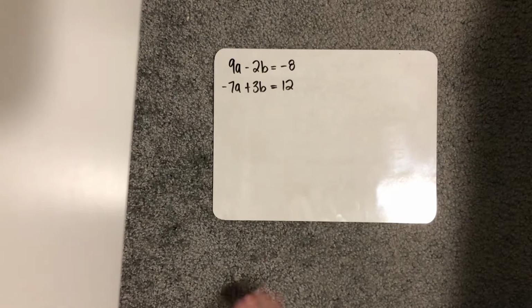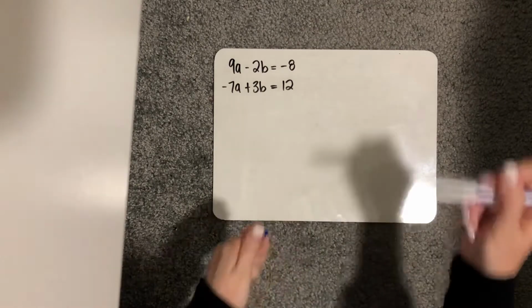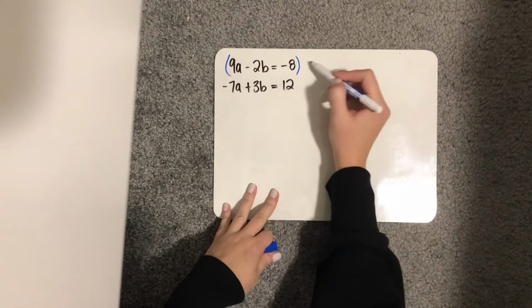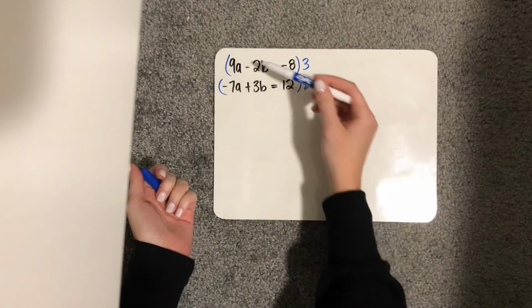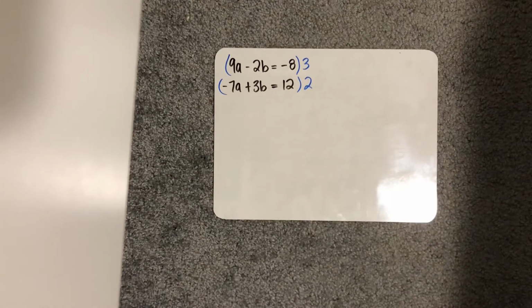So I told you this in class, you want to use your smaller numbers. So I'm not going to use 9 and 7, I'm actually going to use 2 and 3. And notice that my 2 is negative and my 3 is positive, so I already have that negative positive, which is what I need to cancel out my b's. So I'm going to go right ahead and multiply the top by 3 and the bottom by positive 2. Again, because this is negative and this is positive already.